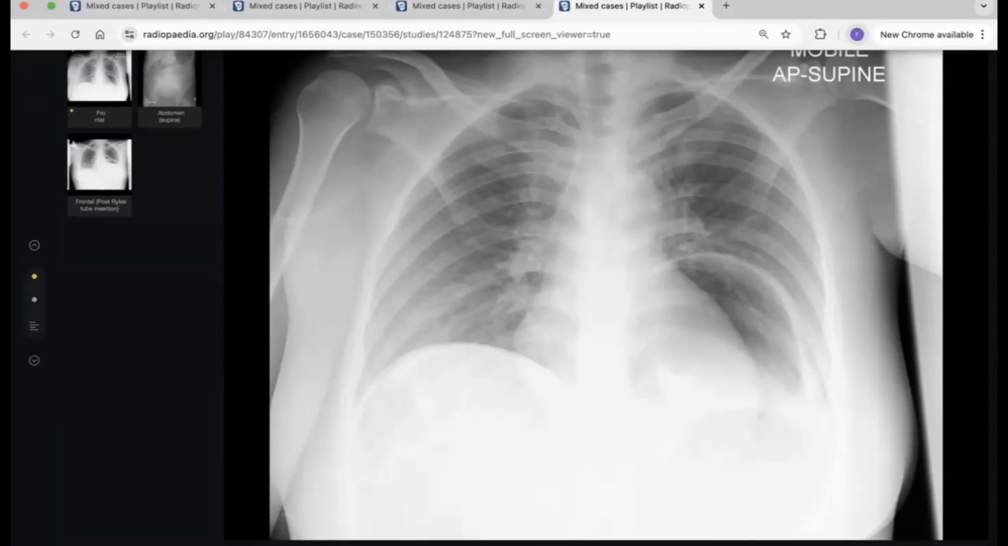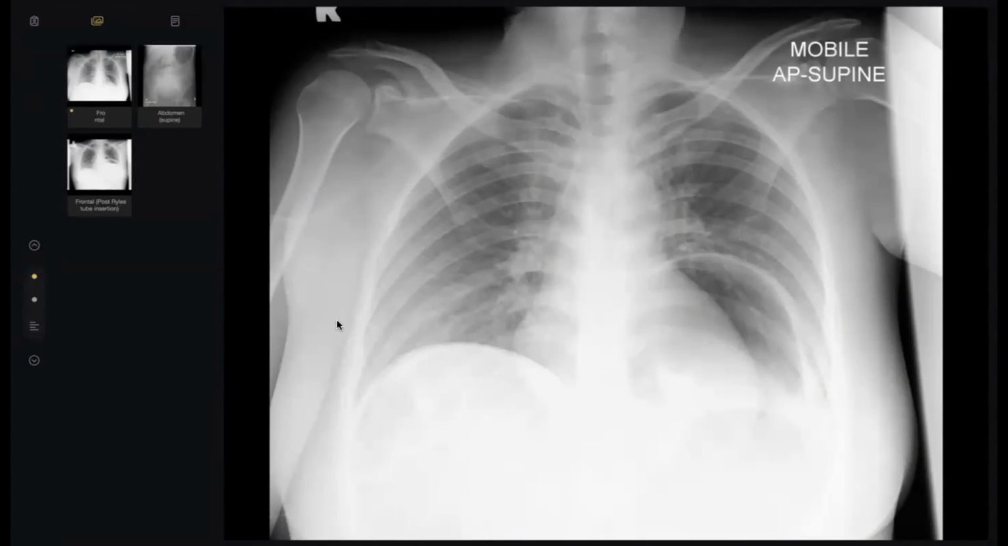Okay, this is a nice case, doctor. This patient has severe abdominal pain. I'm presented with a frontal chest radiograph of an adult patient presenting with severe abdominal pain.